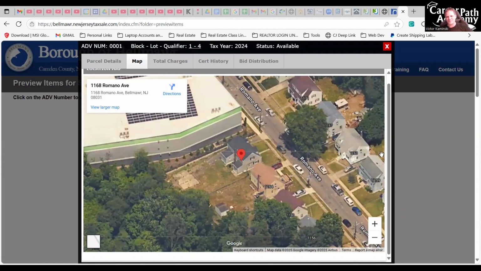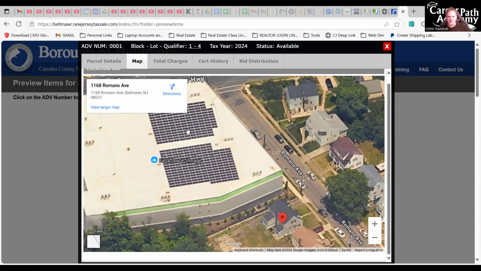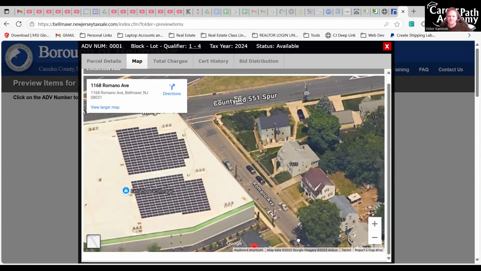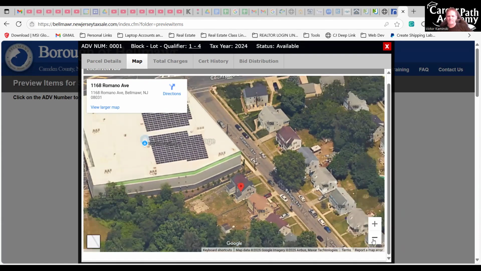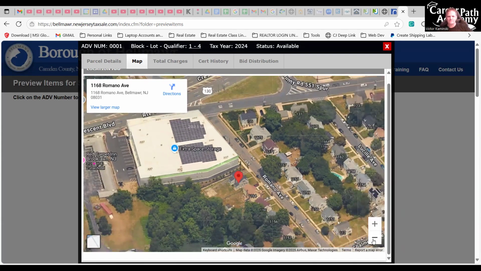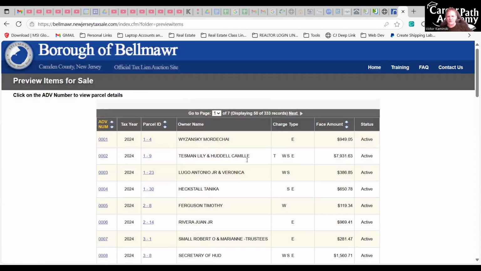Look at the size of that house compared to some of the other neighbors. It looks like it's a newer, bigger house, but it's right next to the storage place. So I don't know how great the location is. I'm not familiar with this area, but it looks pretty nice. All right, so that's how you figure out what to bid on.